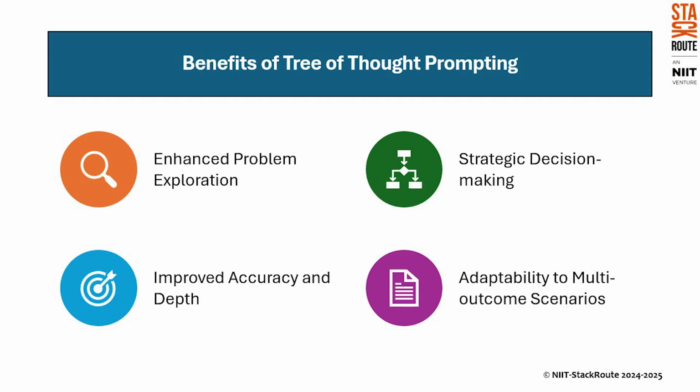Next comes improved accuracy and depth. With multiple paths considered, TOT reduces the chances of single solution bias, delivering more well-rounded, nuanced responses. And then, adaptability to multi-outcome scenarios. TOT can address tasks where multiple potential outcomes need to be weighed, which is helpful for decision-making that relies on evaluating different conditions or contingencies.